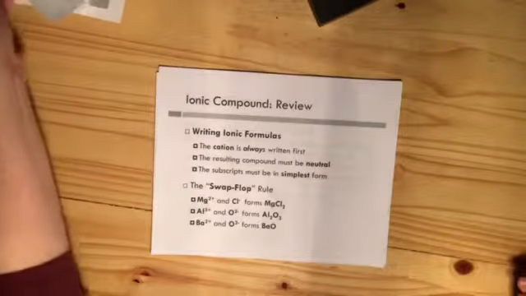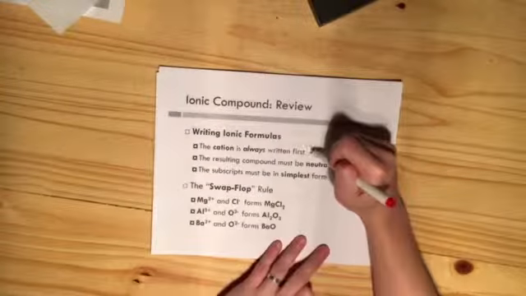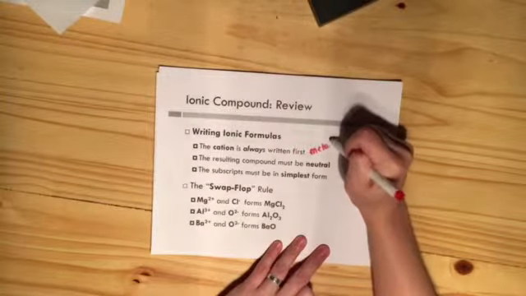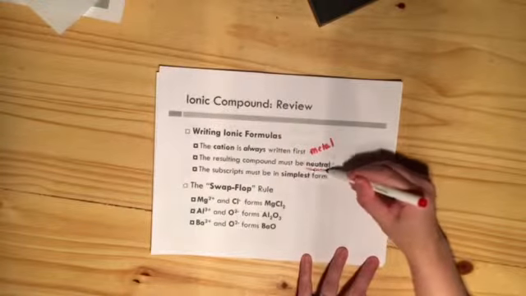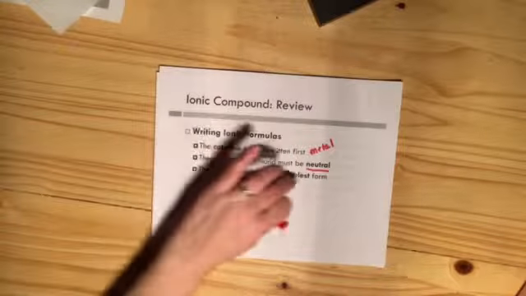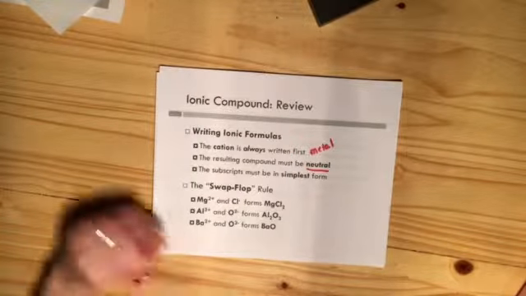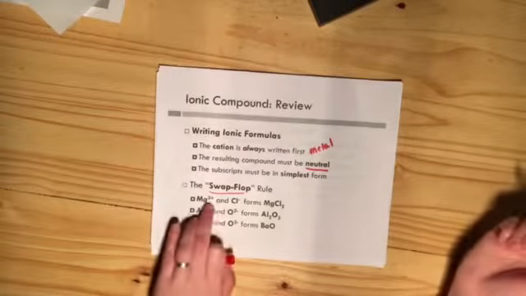When we write ionic compounds, the cation is always written first. That's going to be the metal. The resulting compound has to be neutral. That's the key to figuring out charges. The subscripts must be in simplest form. And so we use the swap-flop rule, which is talking about the charges.